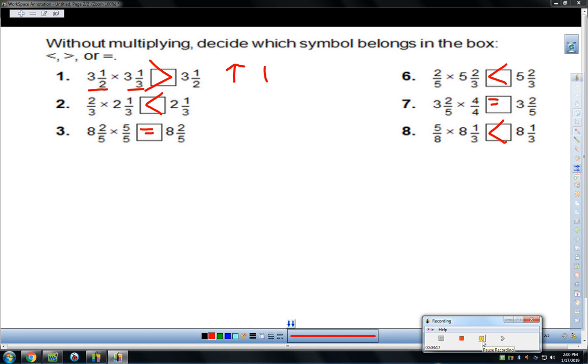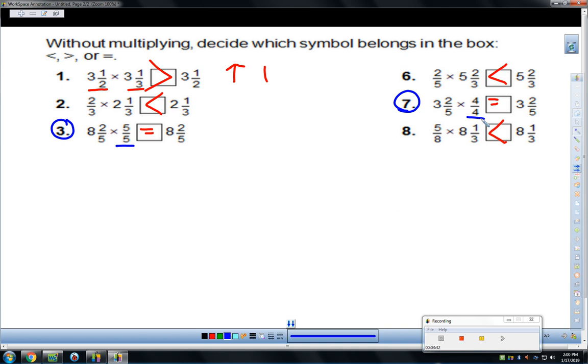All right, check your answers, and I'll point out a couple of things. On both of the ones that have equal signs as the answer, you'll notice that we are multiplying a mixed number by a fraction that is equal to 1 whole. And anytime you multiply something by 1 whole, your answer is going to remain the same. That is the identity property.